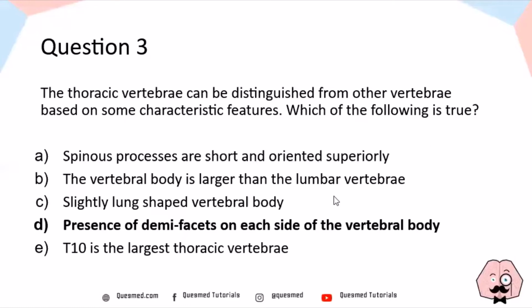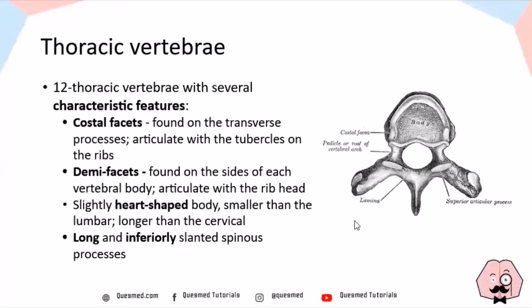Okay, so the answer here is option D. So one of the characteristic features of thoracic vertebrae are that they have demifacets on each side of the vertebral body. So looking in more detail at the thoracic vertebra, there are 12 of them, so T1 to T12, which match the number of ribs that you have.